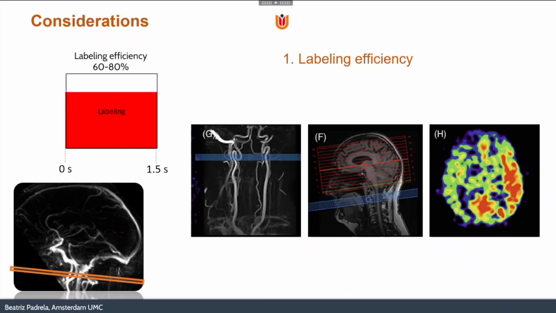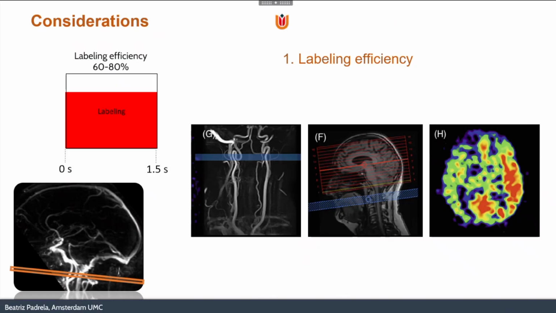What happens is, if you're labeling in 3 parts of the artery, so if you're labeling here, here, and here, then this labeled blood goes back here. And you expect the time that this blood takes to get to the capillaries to be the same as the time that this part takes. It will not happen, and it will be just a chaotic mess here.